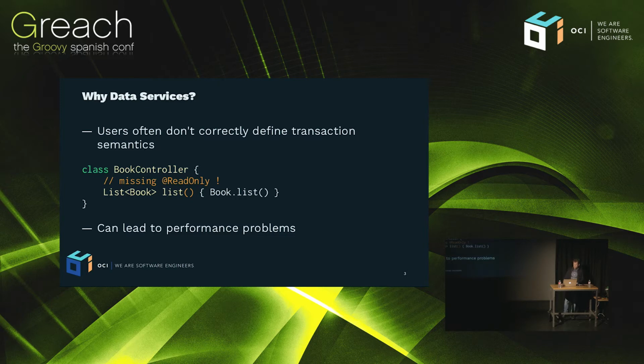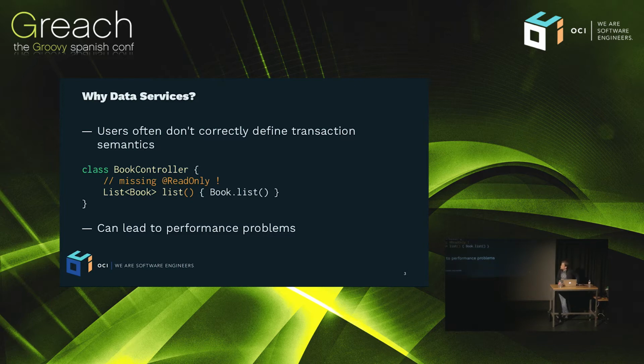So why do we have GORM, we have all those static methods, it implements so much for you. Why do we need data services, or why are data services a good idea? Well, a lot of users of GORM tend to not define their transaction semantics correctly. So what does that mean? Basically, if you look at this relatively simple operation to list a bunch of books, you can see that it's missing the critical @ReadOnly line.